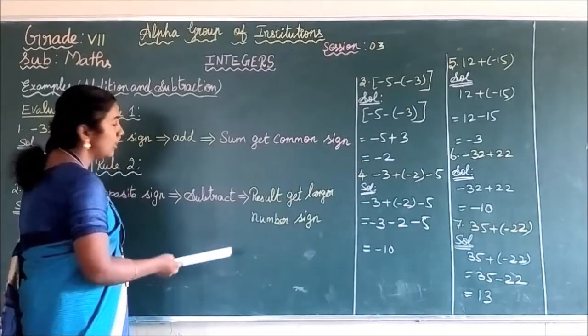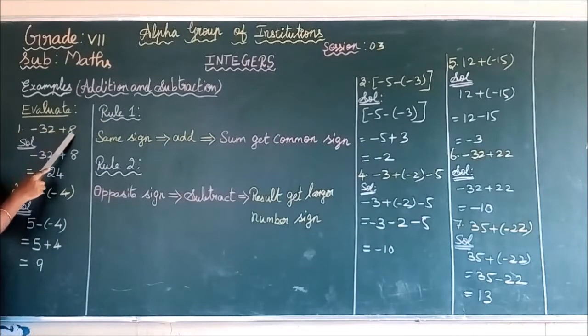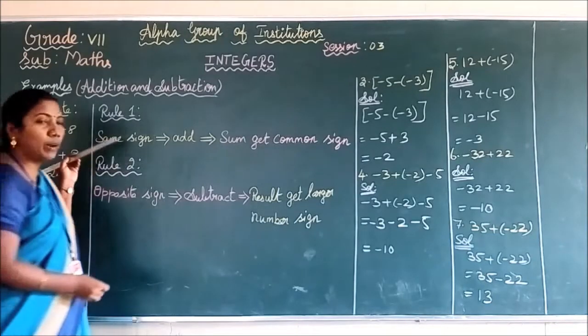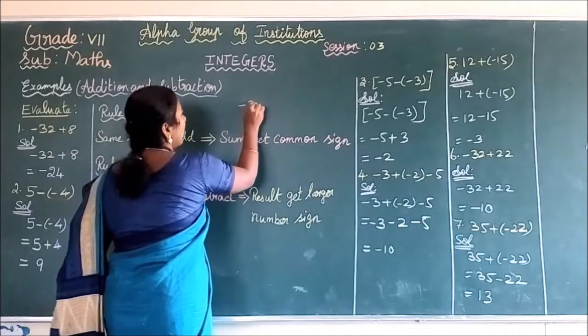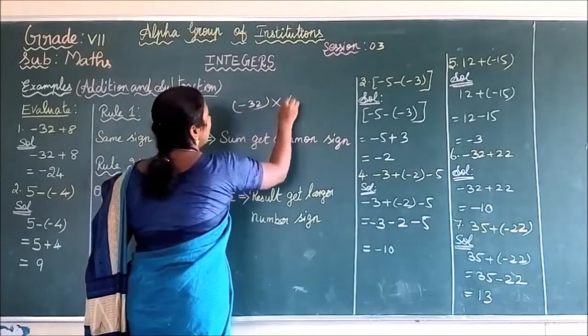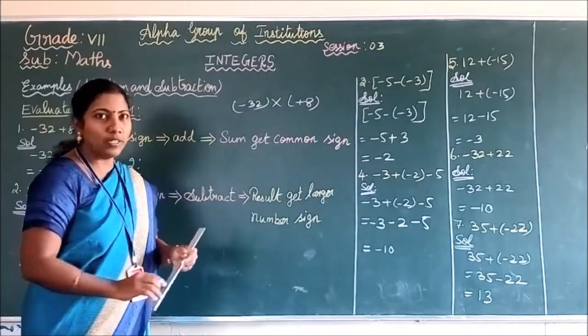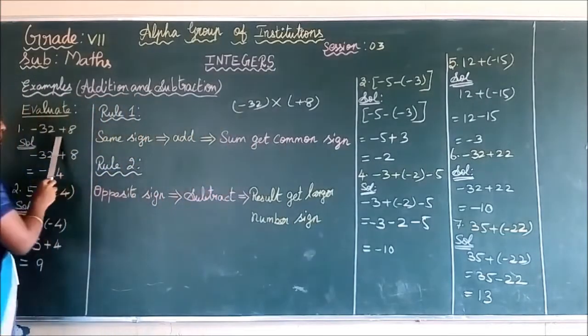It's clear, children? Let's move to the examples. Okay, see the first one. Evaluate. The first question is minus 32 plus 8. Some of the children have the doubt whether it is a multiplication sum. If it is a multiplication sum, how would the question be? See here, minus 32 into plus 8. If it were a multiplication sum, the question would be like this. But this is not a multiplication sum.